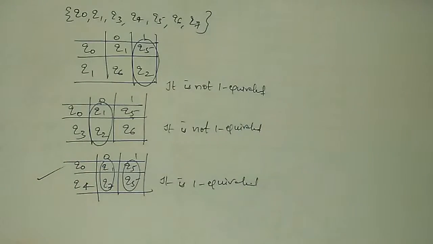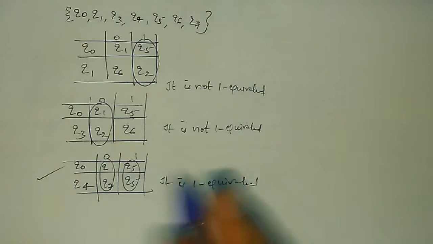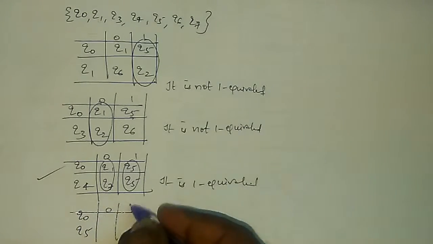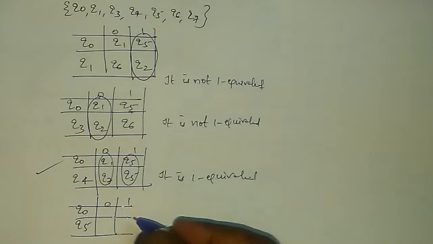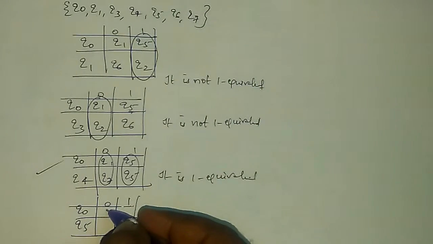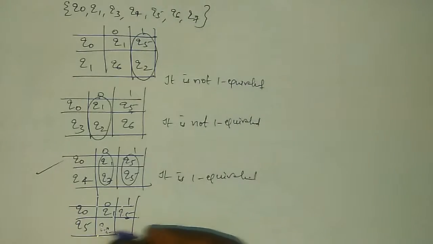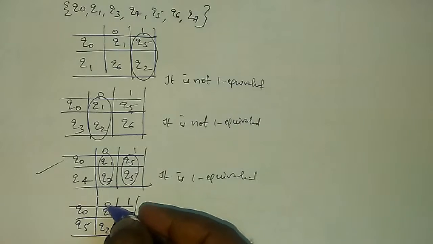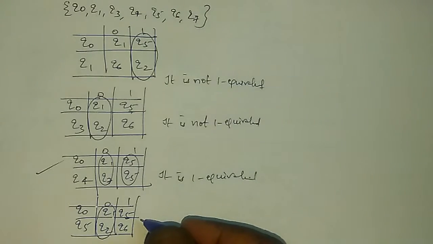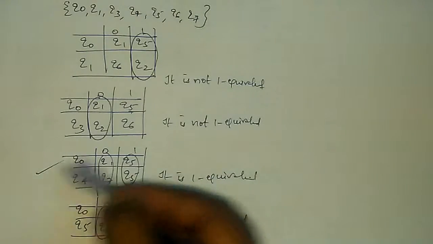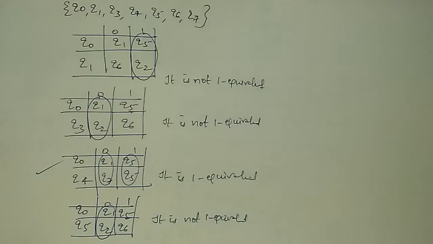That means I can consider this state. Okay. Now Q0 is compared with Q5. So Q0 on 0 goes to Q1, Q0 on 1 goes to Q5, Q5 on 0 goes to Q2, Q5 on 1 goes to Q6. So first I have Q2 here. So Q2 is another set, right? So it is not one equivalent. If it is one equivalent, just give a tick mark in this so that we'll get a clear idea.